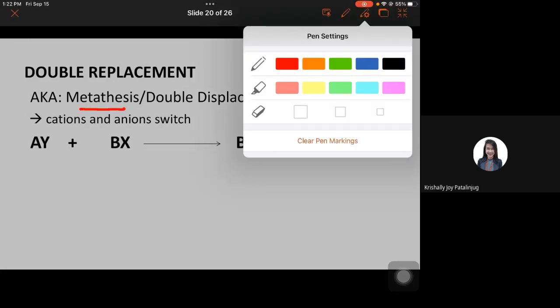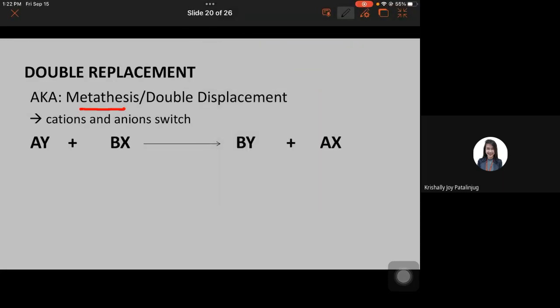The reaction only involves switching of ions. You switch the position of cations and anions. Let's say, for example, in the given general equation below, you have the substance AY. It is reacted with a compound BX. This is just a general equation.